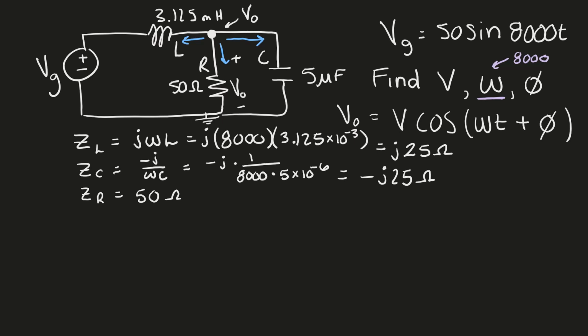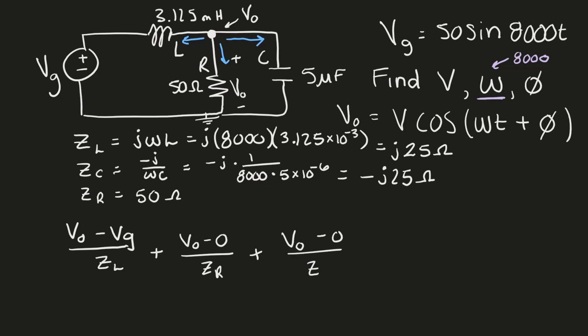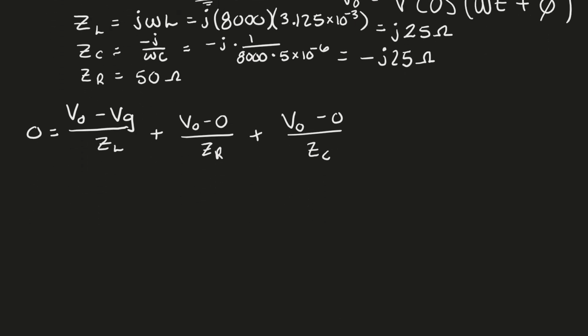So then we can say that V naught minus Vg over the impedance of L, plus V naught minus 0 over the impedance of R, plus V naught minus 0 over the impedance of the capacitor, and all of that is going to equal 0. Alrighty, so what are we looking for? We're looking for V naught, and it looks like we have everything else that we need. So I'm going to scoot it up a little bit to gain a little extra room.